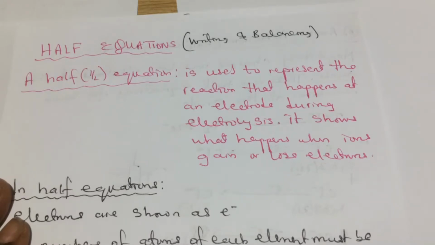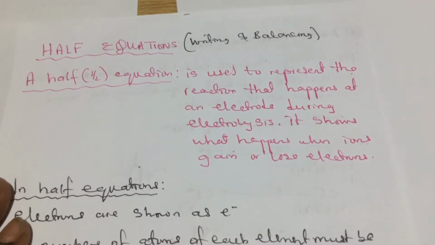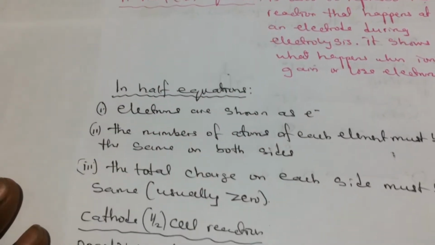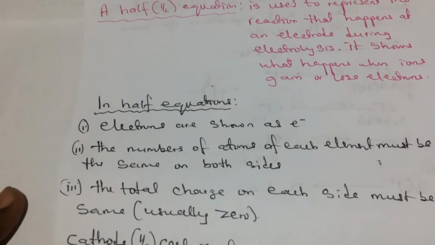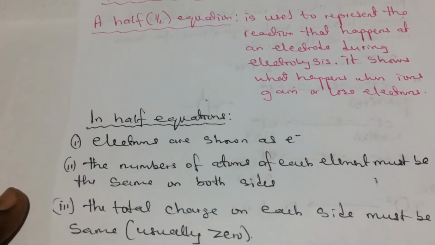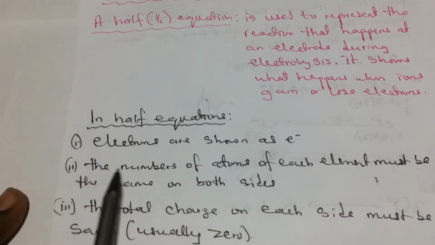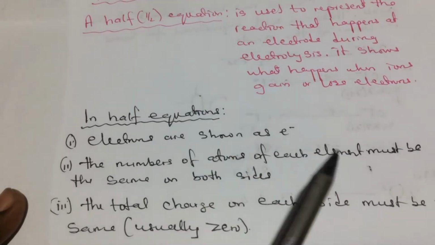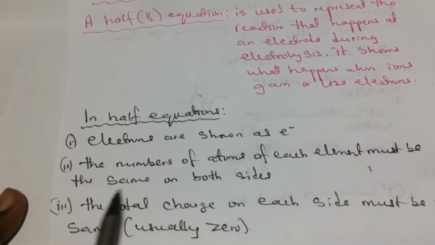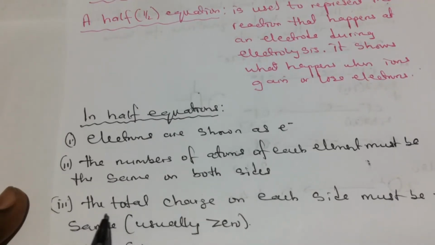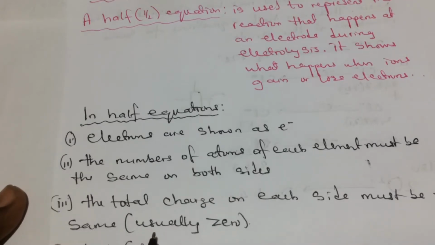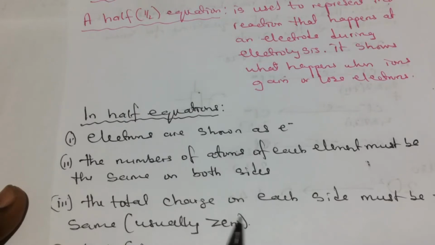Electrons, right? So let's look at what a half-cell equation entails. In a half-cell equation, electrons are shown as e-. The number of atoms of each element must be the same on both sides. The total charge on each side must be the same. Usually 0. Sometimes it can be what? Negative, with the same coefficient on both sides of the equation.